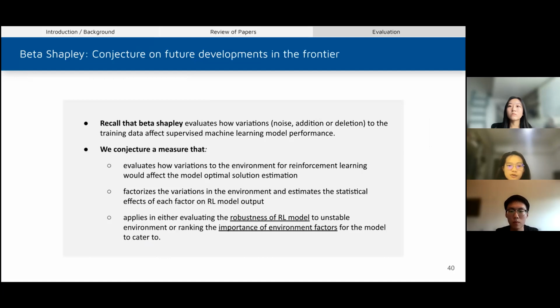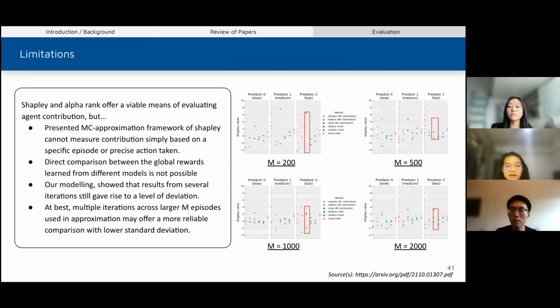Thank you, Jiatong. Moving on to beta Shapley, recall that it can effectively identify helpful or harmful data points that affect model performance. To tie this in with our work on evaluating agents in the context of MARL, we conjecture a similar measure that can evaluate how variations to a multi-agent environment can affect model performance. To do this, we can factorize the variations in the environment and evaluate each factor's effect on the result. This can then be used to evaluate the robustness of the model in unstable environments or evaluate the importance of each environment factor. Both Shapley and alpha rank come with limitations.